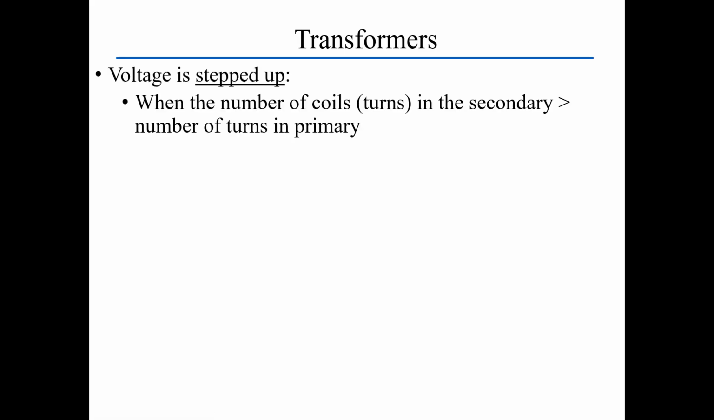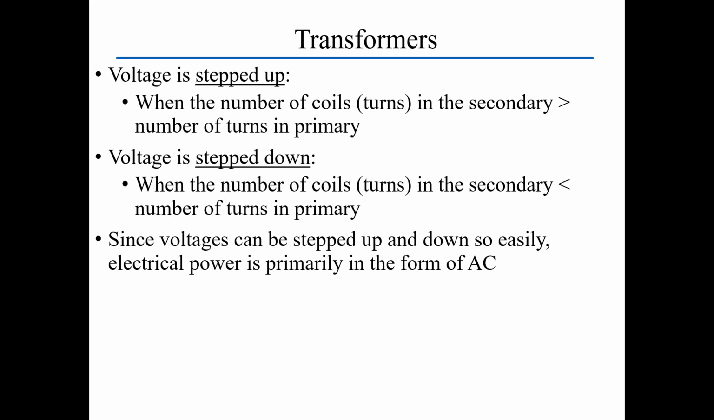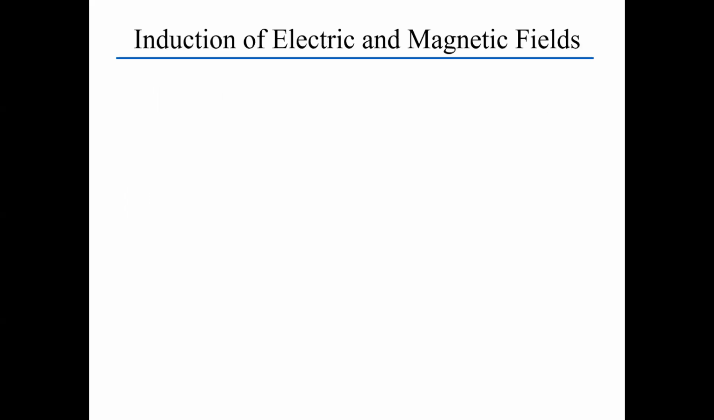When the voltage is stepped up, the number of coil turns in the secondary is greater than the number of turns in the primary. Voltage is stepped down when the number of coil turns in the secondary is less than the number of turns in the primary. Since voltage can be stepped down or up so easily, electrical power is primarily in the form of AC.